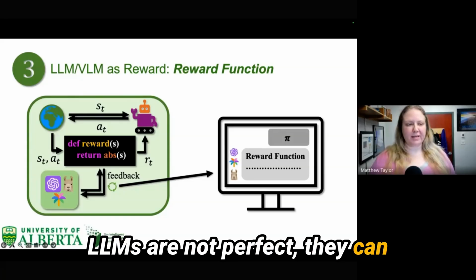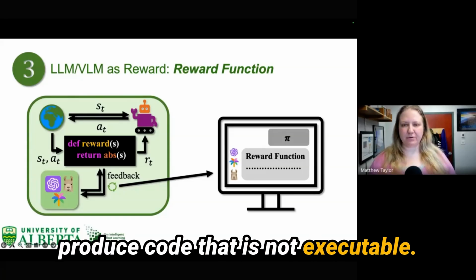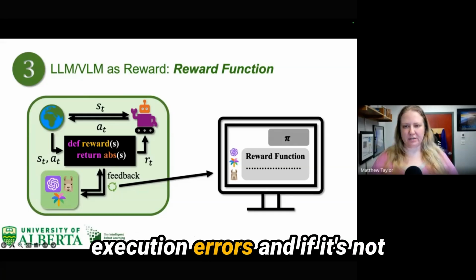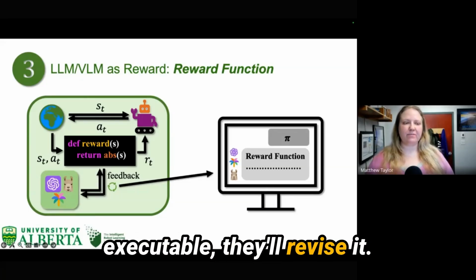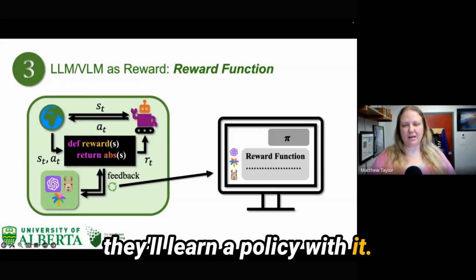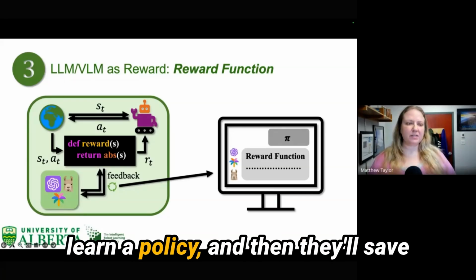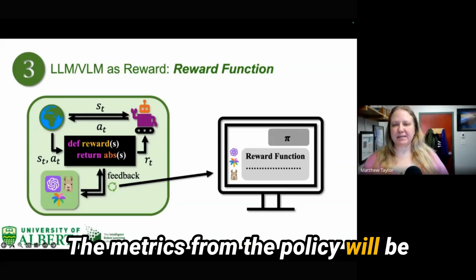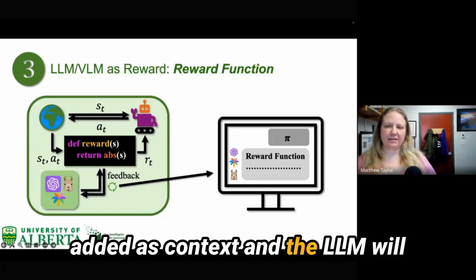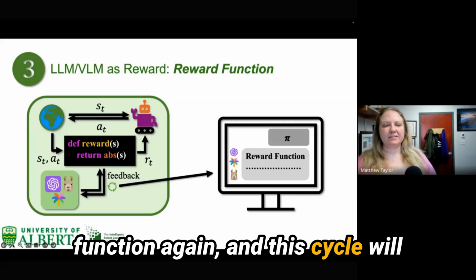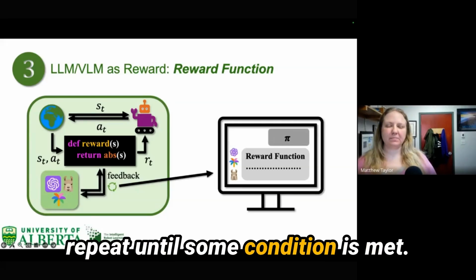LLMs are not perfect. They can produce code that is not executable. So first thing is they check for execution errors. And if it's not executable, they'll revise it. And once it is executable, they'll learn a policy with it. They'll have the agent use it to learn a policy, and then they'll save some metrics from that policy. And the metrics from the policy will be added as context, and the LLM will have the option to revise the reward function again. And this cycle will repeat until some condition is met.